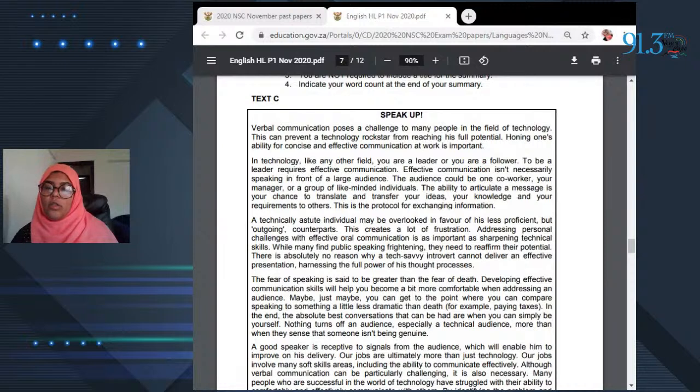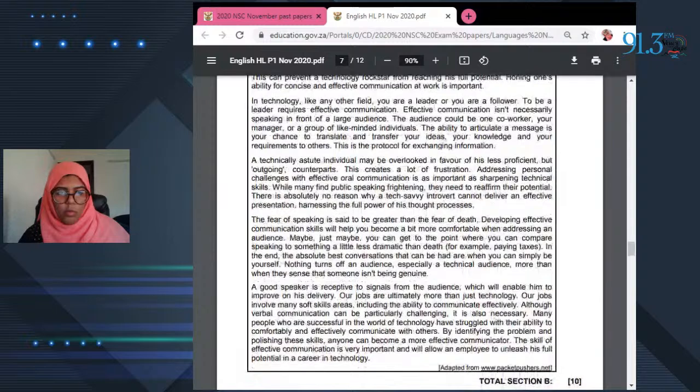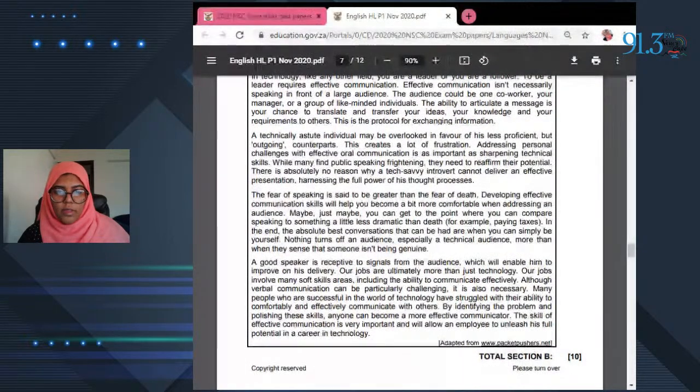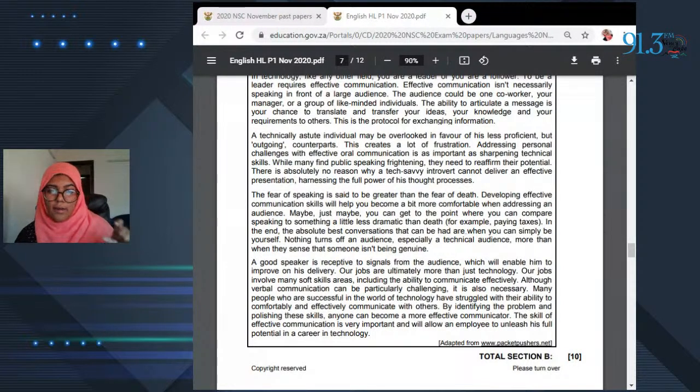So it's just about using your words. So you can also use active and passive voice. That helps a lot. Sometimes if you need to stretch your word count, you can use active and passive voice. If you need to contract it as well, you can use the two interchangeably. Then also, just one more. Our jobs are ultimately more than just technology. Our jobs involve many soft skills areas, including the ability to communicate effectively. Although verbal communication can be particularly challenging, it is also necessary. So this is quite a lengthy chunk out of this text. But when you want to summarize it, that whole thing, all in all, from our jobs are ultimately more than just technology, and ending at including the ability to communicate effectively, you can just say that soft skills are enhanced through effective communication.